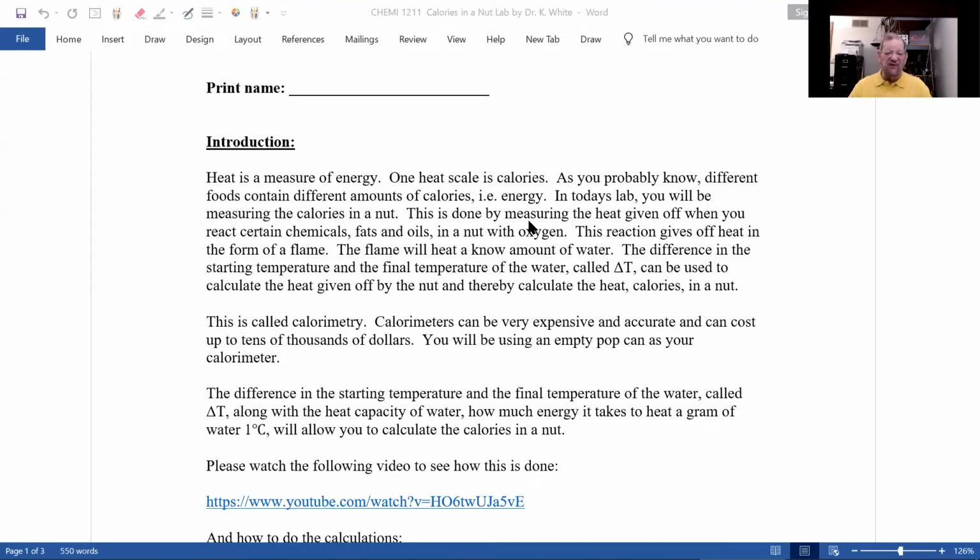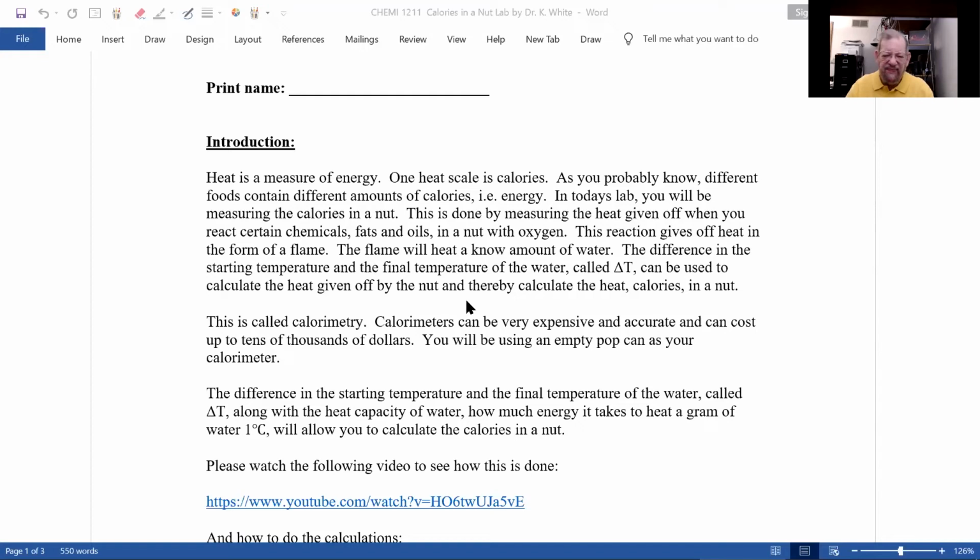Now, how do you measure heat of certain things when it reacts with oxygen? The heat given off is a flame, and a flame can heat water. And if you look at the amount of water that's heated and the difference in your starting and final temperature of that water when something underneath is burning and heating it, that is called delta T. Delta means difference in chemistry. This is the Greek letter delta, capital delta. It can be used to calculate the heat given off in a nut or any other food in a calorimeter.